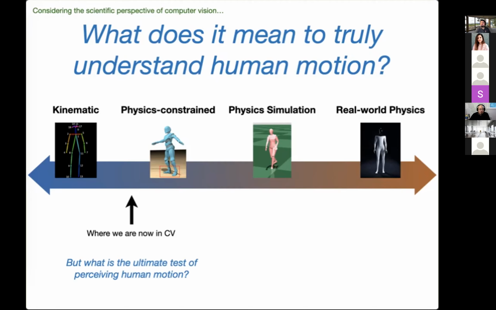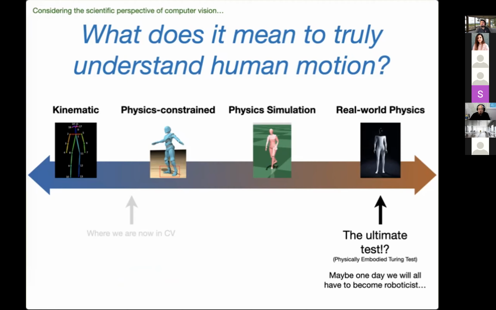I want to put this idea in your mind: maybe the ultimate test of human motion understanding is something like a physically embodied Turing test. So what does this mean? It means that if you were to look at a video of a person doing something and you learned a model of that human motion, we would know that you learned the true and real model if you could take that model and apply it to a humanoid robot and it could do the same thing.